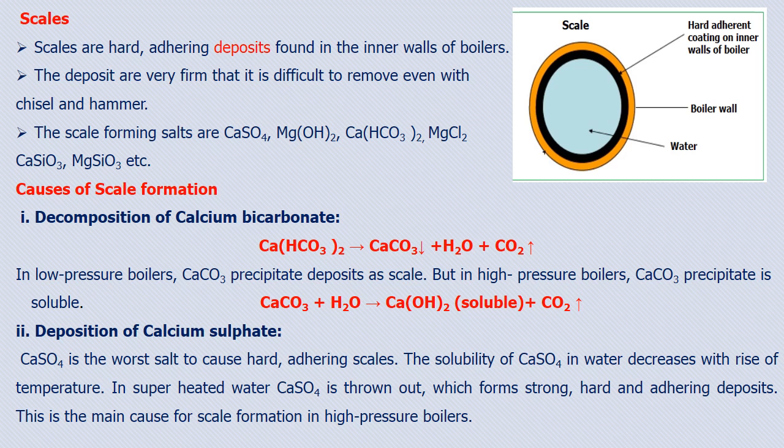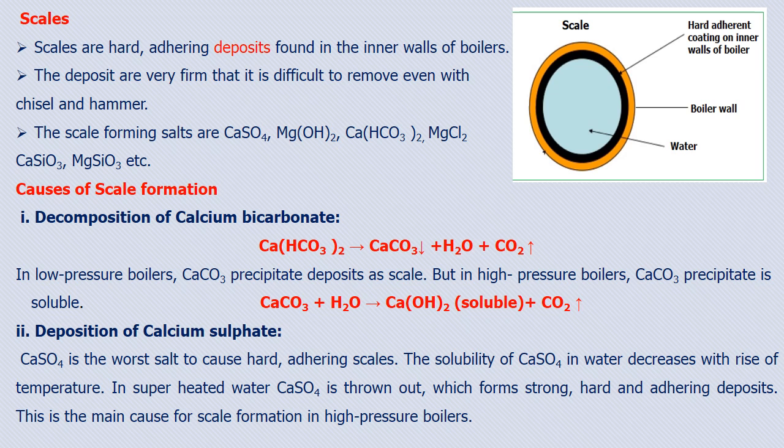They stick to the inner walls of the boiler. These scales are formed by salts like calcium sulfate, magnesium hydroxide, calcium bicarbonate, magnesium chloride, calcium silicate and magnesium silicate. Causes of scale formation. What are the major causes of scale formation? We have seen the salts which are responsible for scale formation. There are four major reasons for scale formation.